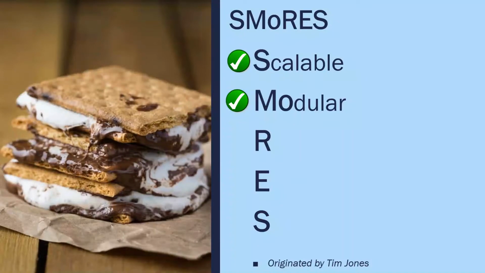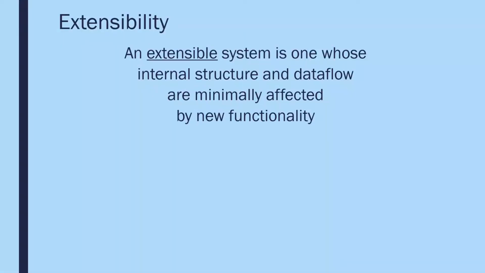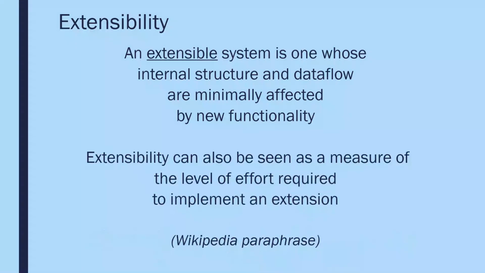Now, if you got your head wrapped around that key concept, let's return to s'mores. E stands for extensible. An extensible system is one whose internal structure and data flow are minimally affected by new functionality. Another way to think of it is that extensibility can be seen as a measure of the level of effort required to implement said extension. So let's examine how extensible JSMA is.